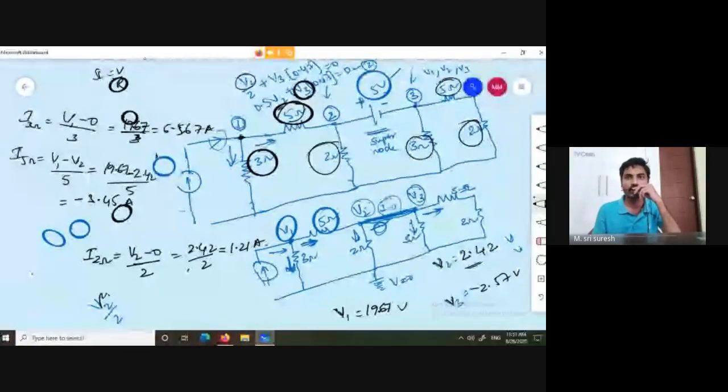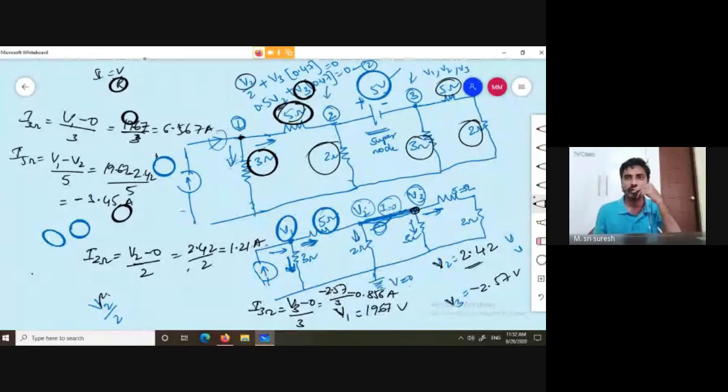And next I need to calculate I at 3 ohms again. Which is connected to node 3, nothing but V3. V3 minus 0 by 3. So what is the value of V3? Minus 2.57 by 3. So minus 2.57 divided by 3 is 0.856 amperes. So this is I at 3 ohms.